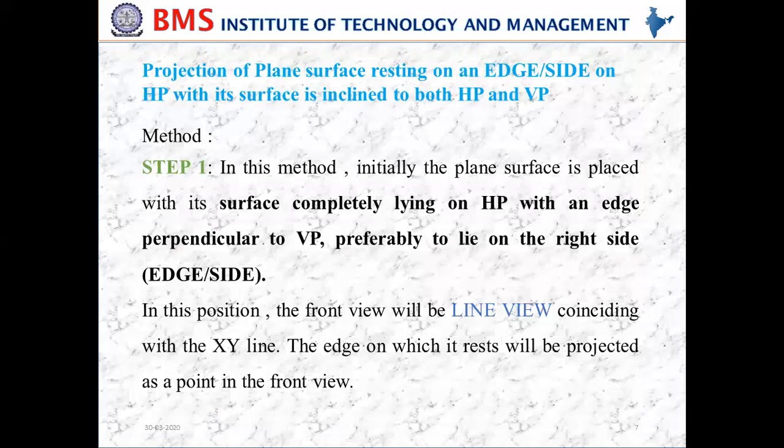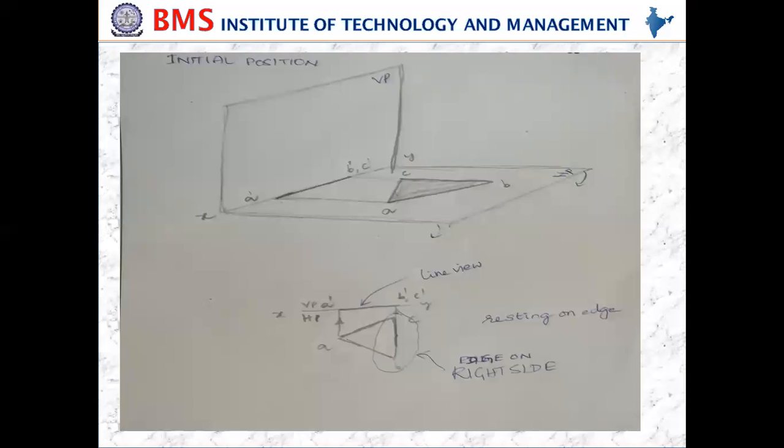So as it is lying on HP, we need to keep the lamina parallel to HP and also on the HP, and as it is resting on an edge, that edge has to come on the right side of yours. That's why preferably right side. So keep the edge on the right side. In such a way you need to draw the triangle.